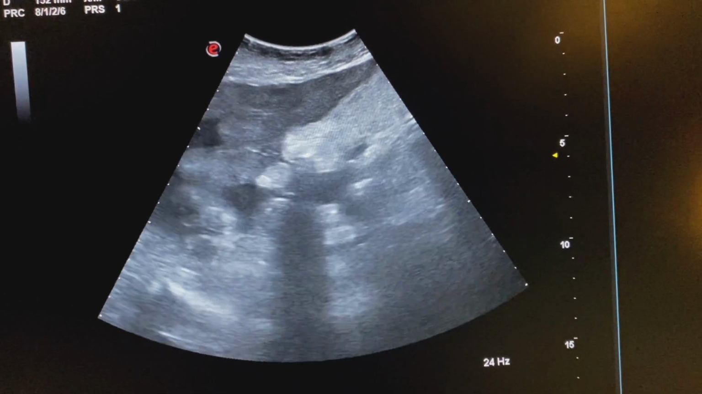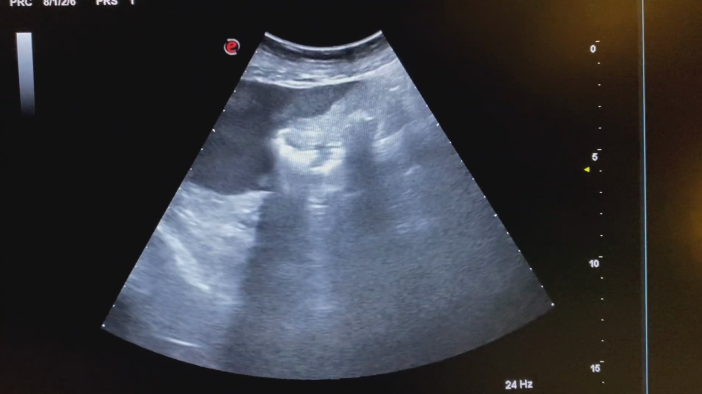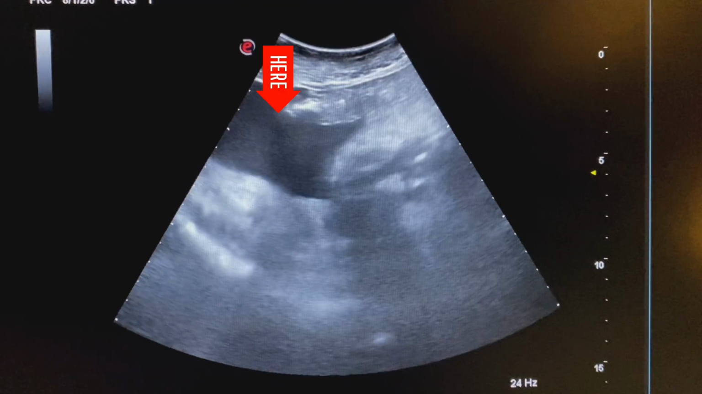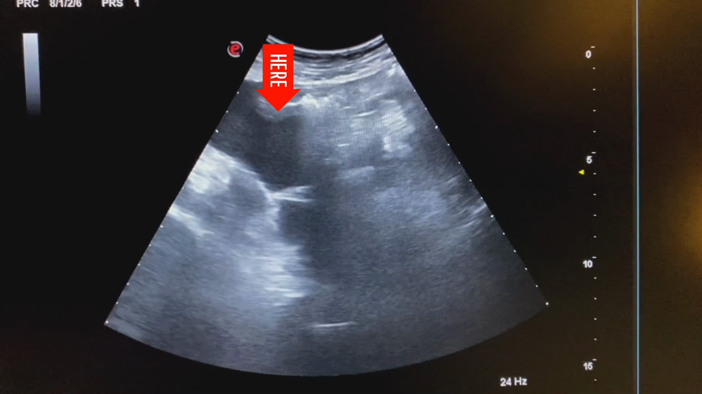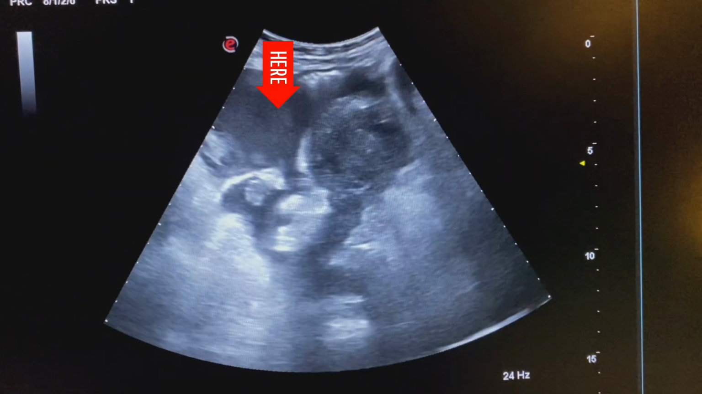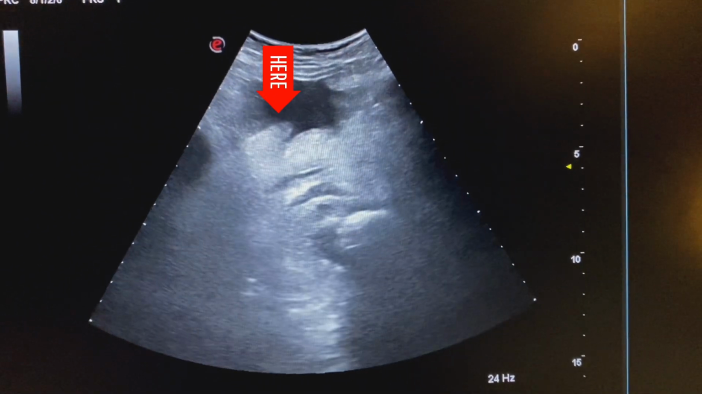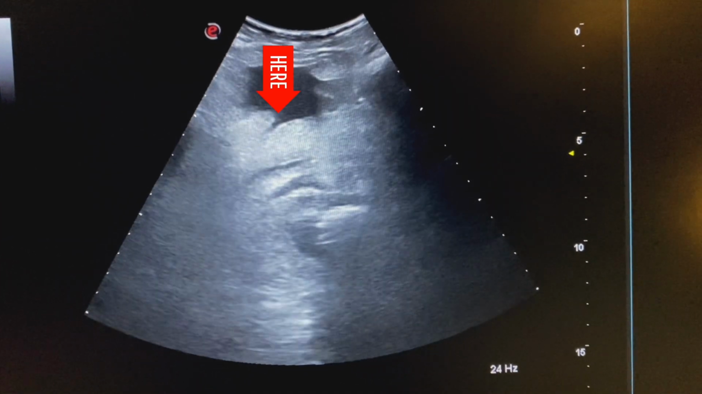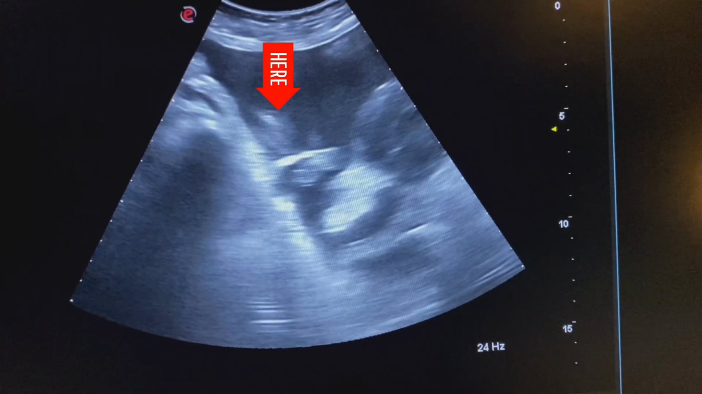A 65-year-old female presents with pain in the lower abdomen and in the right flank. Here we see debris fluid in the pelvis and gut loops. The gut loops in the pelvis appear as echogenic loops due to fluid in the pelvis.